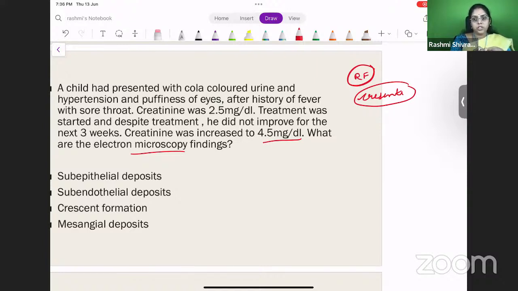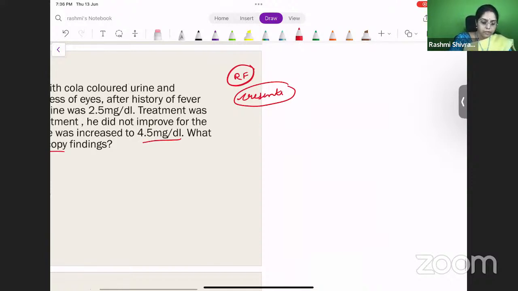So this is hypertension, hematuria, puffiness of eyes, you have edema, and also creatinine elevation. So this is basically a nephritic syndrome, right? So you have a nephritic syndrome, which is post-infectious. So in this, it is basically post-streptococcal glomerulonephritis. Post-streptococcal glomerulonephritis. So what happens in these patients?